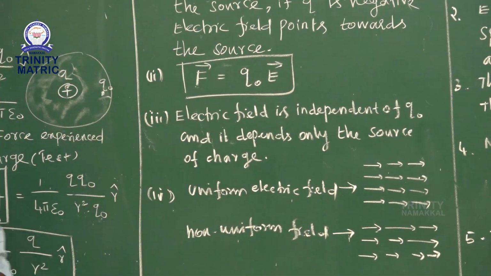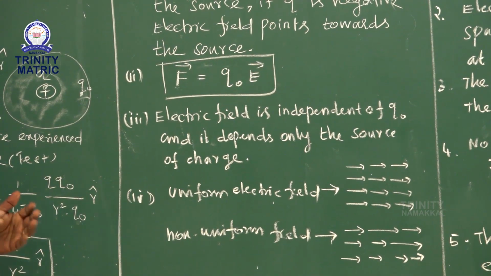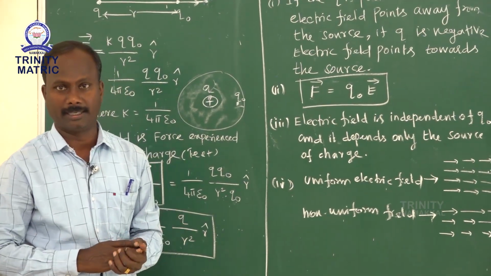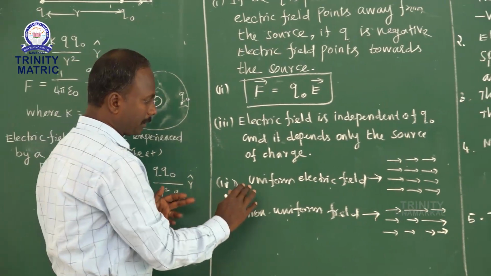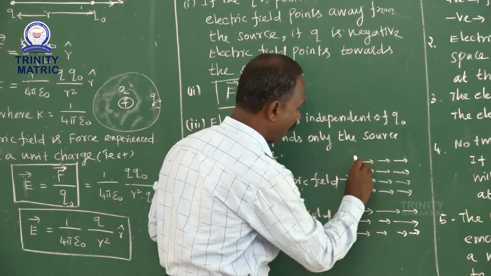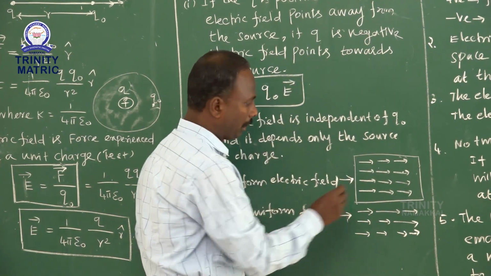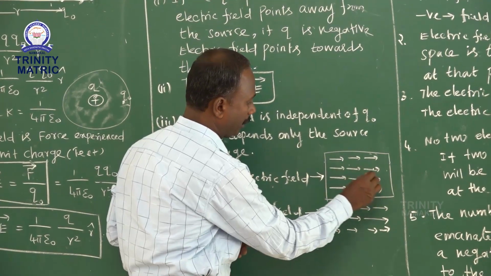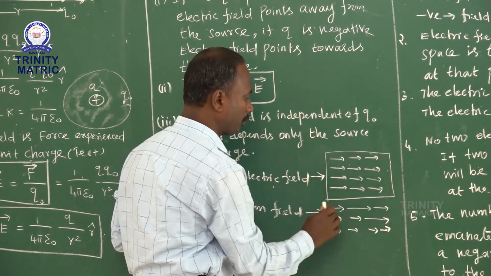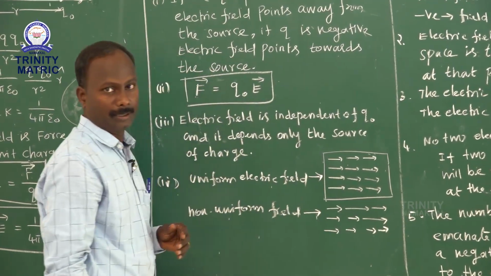The electric field is classified into two types: a uniform electric field and a non-uniform electric field. An electric field is said to be uniform if all the points in the region have the same electric field. If we consider any point A, B, or C, and the electric field is the same at each, it is said to be a uniform electric field.